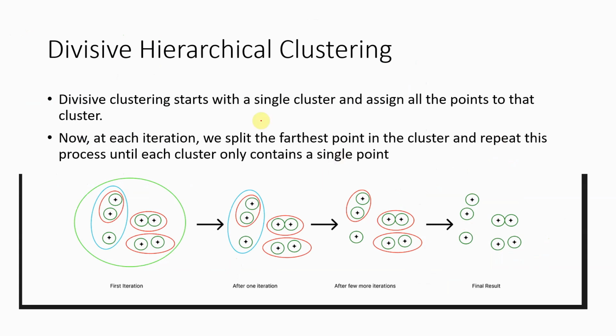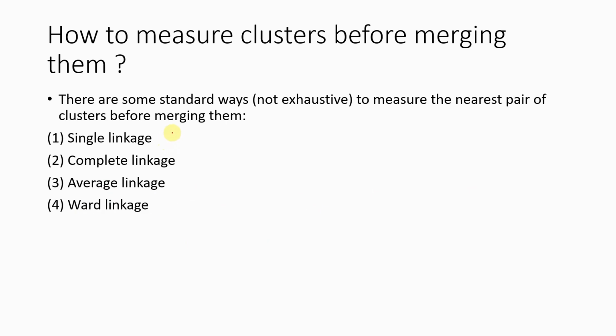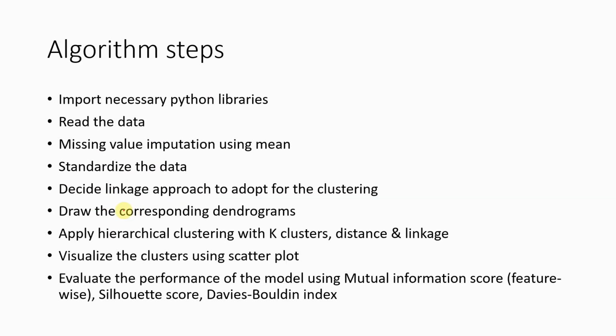The next type of hierarchical clustering is divisive clustering. Divisive clustering starts with a single cluster where all the data points belong to one cluster. At every iteration, the farthest point is split from the cluster, and this procedure is repeated until each data point belongs to its own cluster. So how will you measure the clusters before merging them? There are various standard ways to measure the nearest pair of clusters before merging them: single linkage, complete linkage, average linkage and Ward linkage.